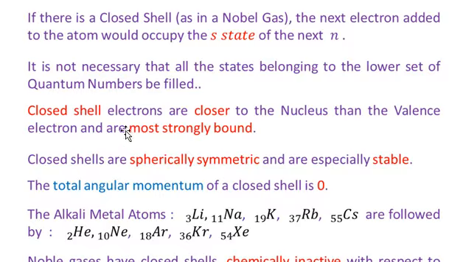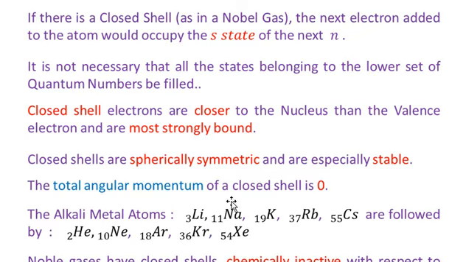So closed shell electrons are closer to the nucleus than the valence electron and are most strongly bound. In alkali metal atoms, we have the electrons in the closed shells and one electron, the valence electron, lying away from the closed shells. These closed shells are strongly bound to the nucleus. Closed shells are spherically symmetric and especially stable. For example, the noble gases are stable because they are chemically inert and highly stable.